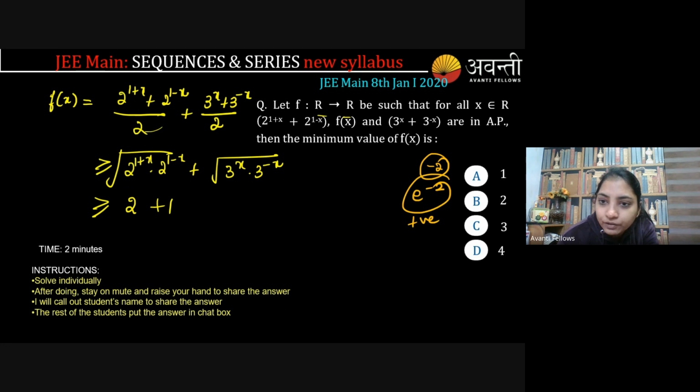Then the minimum value of this expression f(x) will be 3. Clear? Yes, ma'am. So are you able to understand the question, how I need to attempt the question? Got it?